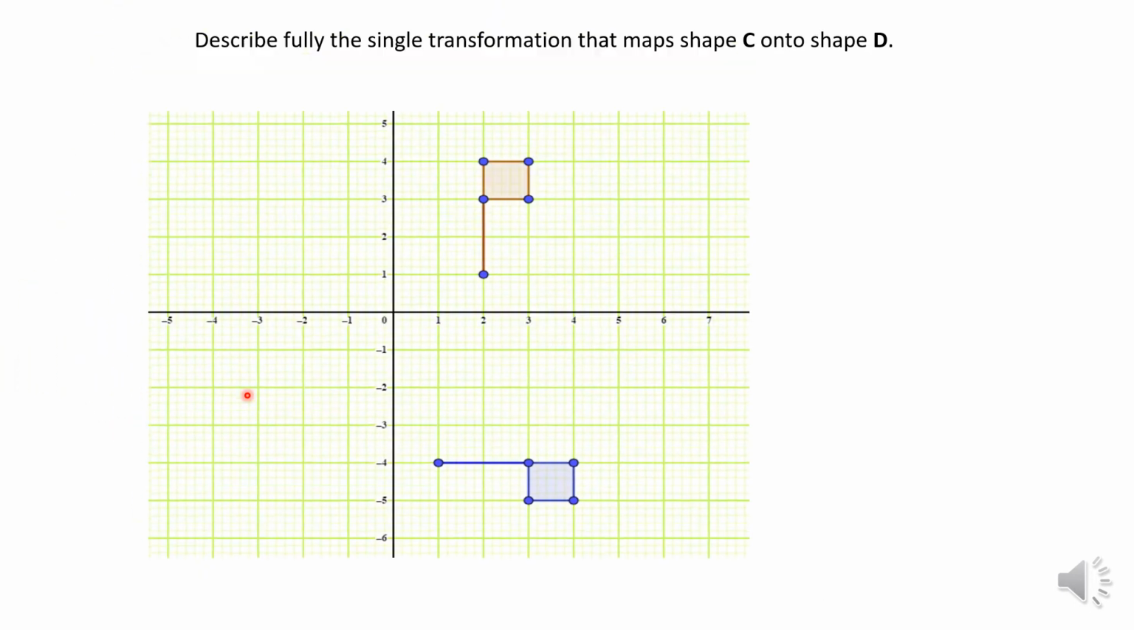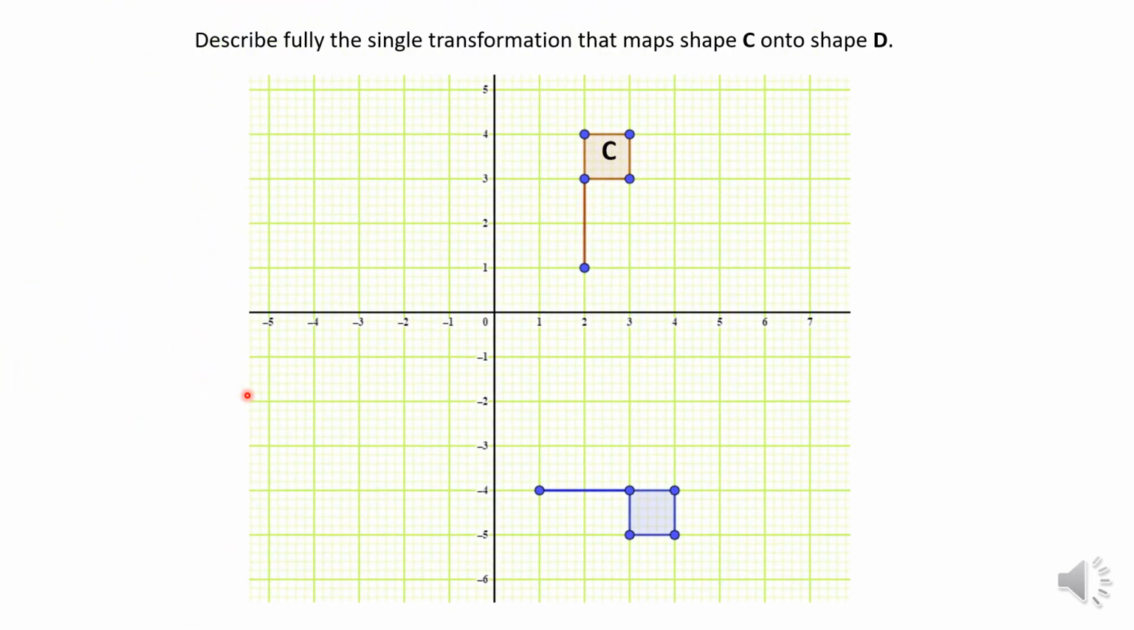Right, so we have got a question here. I've got shape C, as you can see up there, and shape D. They're saying describe fully the single transformation that maps C onto D. Now, you can obviously see some sort of rotation has taken place here. But here's the catch though: you can't really say for sure where the center of rotation is.